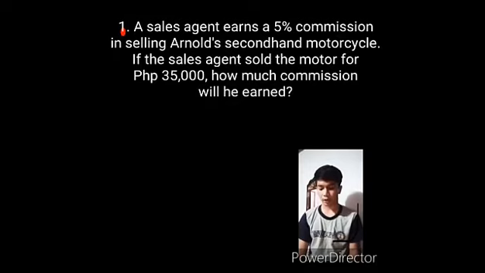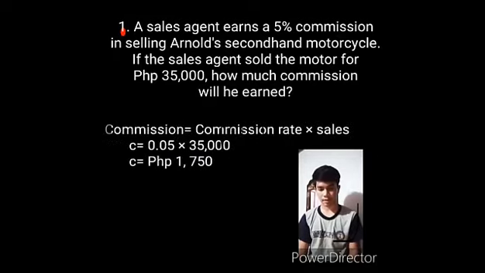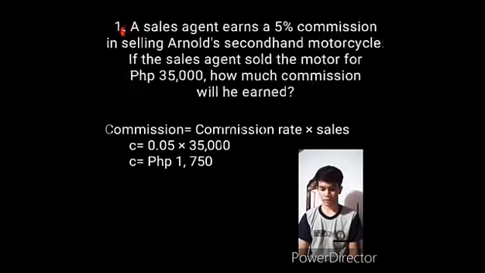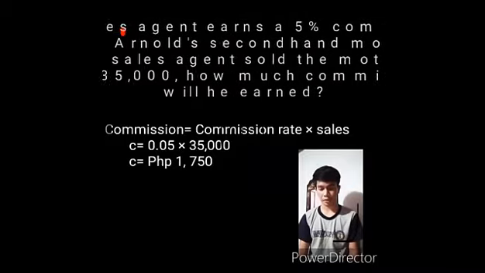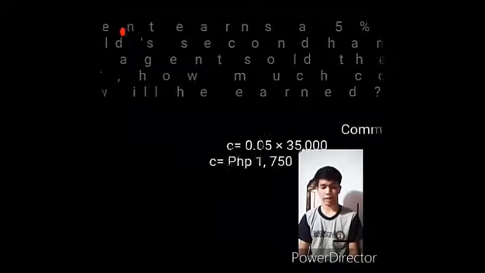So, how to compute commission? Commission is equals to commission rate times sales. So, commission is equals to 0.05 times 35,000. C is now 1,750. So, the sales agent will earn 1,750 if she sold the motorcycle of Arnold.